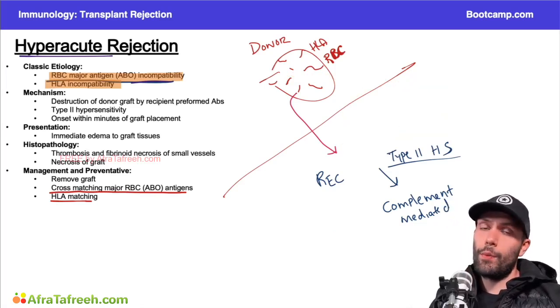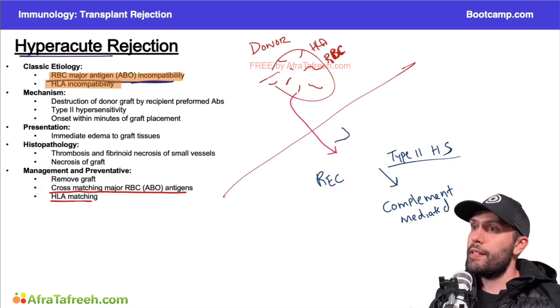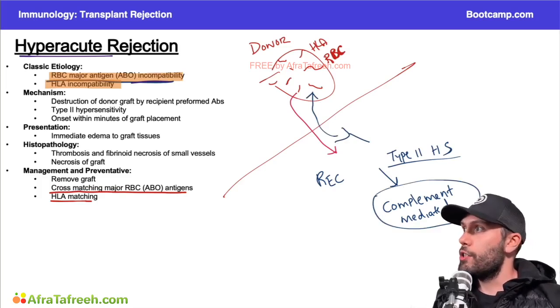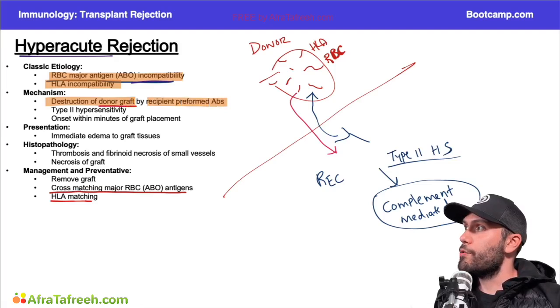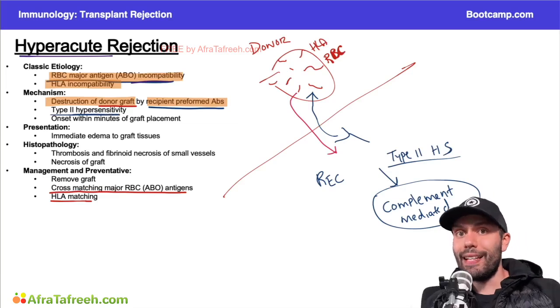Well, it's the same thing as what we talked about with the red blood cells, right? These antibodies are then going to bind to the surface of the donor's graft, and this is going to lead to complement-mediated destruction. So let's just talk about this here. So again, it's destruction of the donor graft, and this is where you have to be careful. Again, destruction of the donor graft by recipient preformed antibodies, right? By recipient preformed antibodies. Again, this is a type 2 hypersensitivity because I'm putting antibodies on tissue, right?